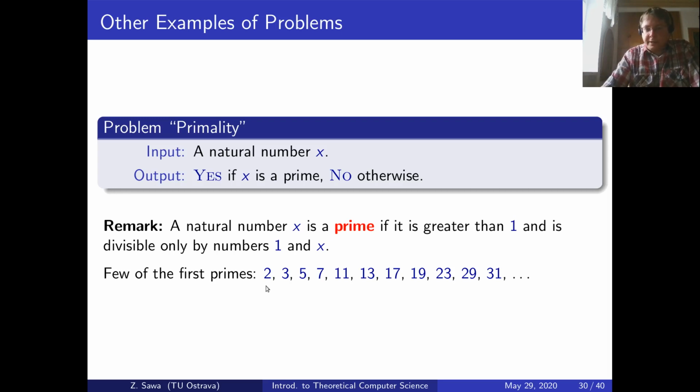So here is a list of several primes: 2, 3, 5, 7 and so on. And it can be shown that there is an infinite number of primes.